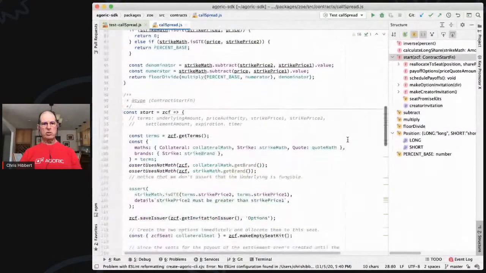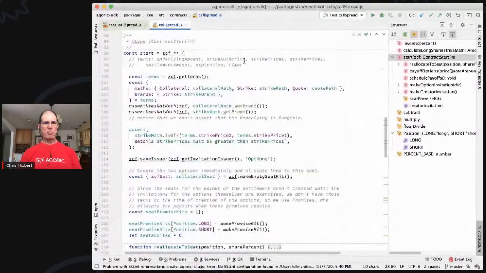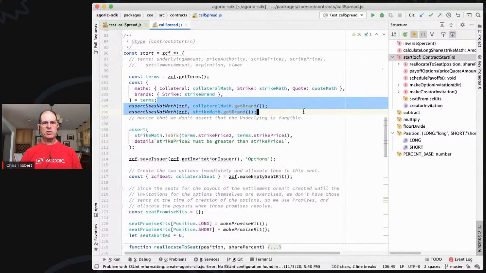So back to the contract itself. We start by pulling out pieces of the terms. We're going to want the amount maths and the brands of some of these different issuers. We then start by asserting that the collateral and the strike math are both NAT math, which means that they're fungible currencies. And I only do that for strike and collateral. The underlying doesn't actually have to be fungible.